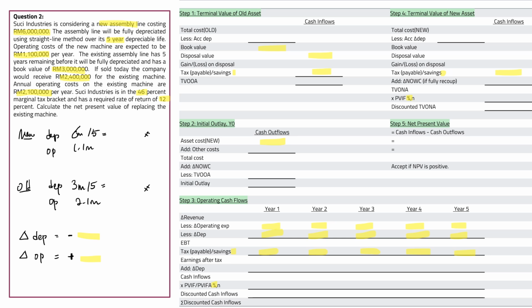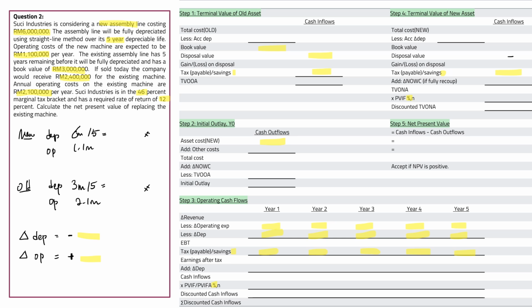Now let's look at the table, see if there's anything we're missing. Terminal value, okay, we can calculate from here normally. There's no other cost, no net working capital. You can take a terminal value from here. Terminal value of the new asset. They did not mention any disposal value, so it's probably 0.